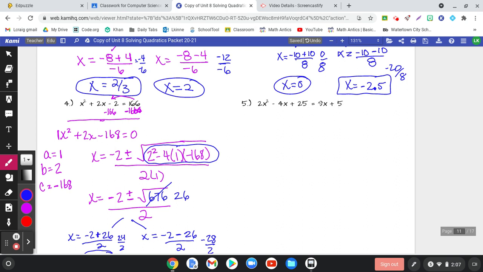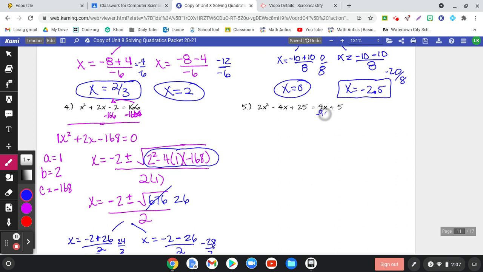So the 9x and the 5 have to go. 9x is positive, so I'm going to subtract it. I also have to subtract it over here. Now, it has an x, and so does 4x, so that's where it's going to go. Now the 5 is positive, so we're going to subtract that as well, because that would give us a 0 over here. But since I subtracted 5 on the right, I have to subtract 5 on the left. It doesn't have an x, so I'm going to subtract it from the 25, which also doesn't have an x.